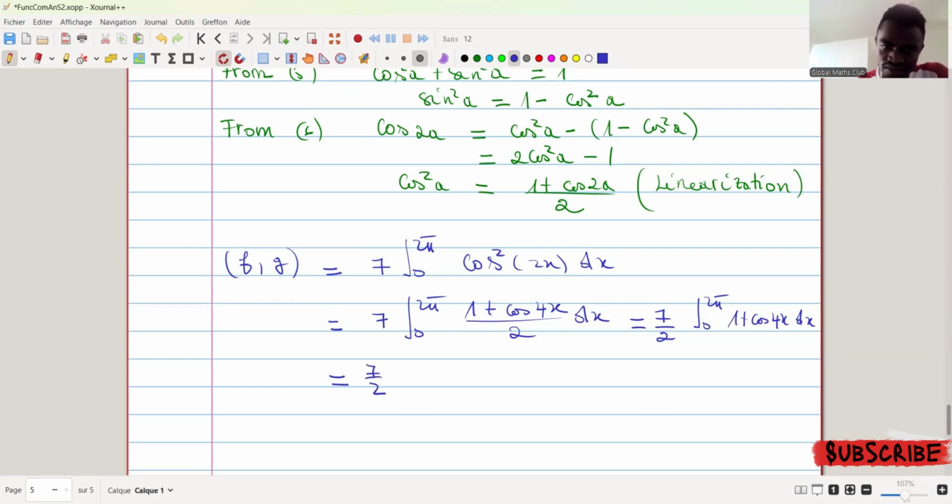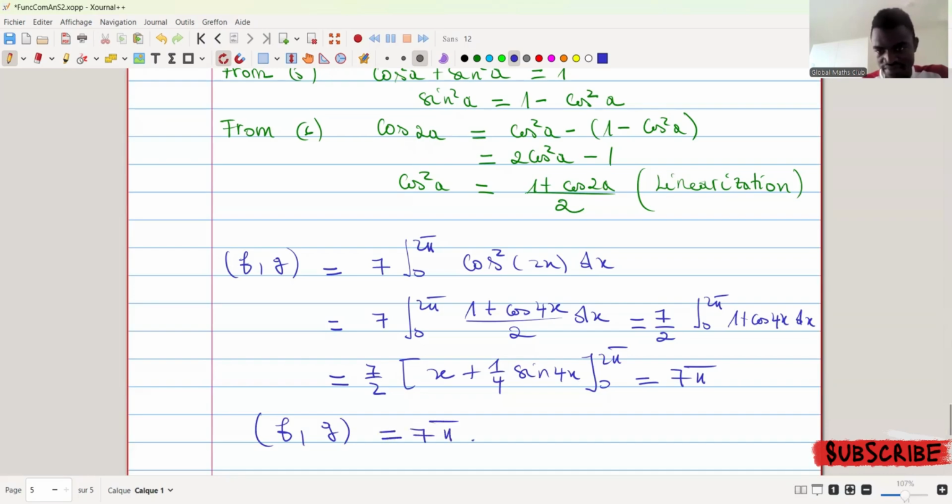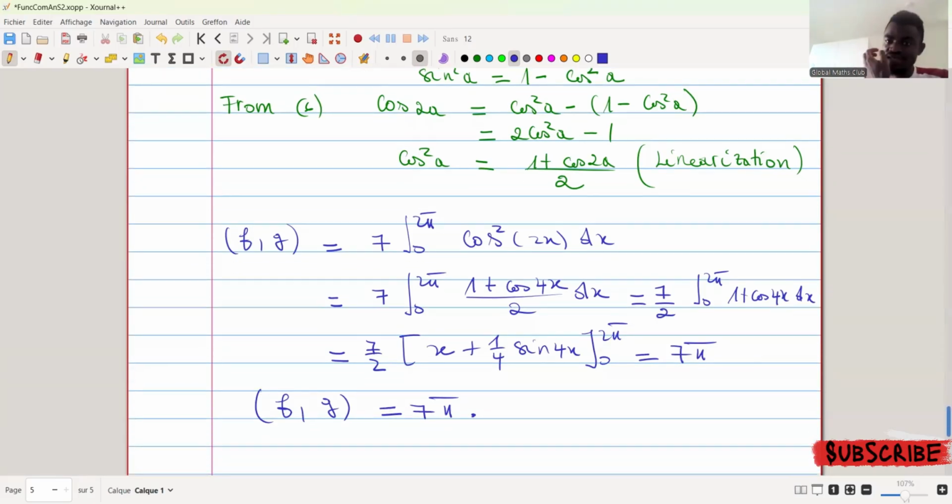Now, it is very easy for you to find the antiderivative of this. The antiderivative of 1 is x. The antiderivative of cosine 4x is 1 over 4 sine 4x, from 0 to 2 pi. So when you replace by 2 pi, you are going to have 7 pi. By 0, you are going to have 0. So this is 7 pi.